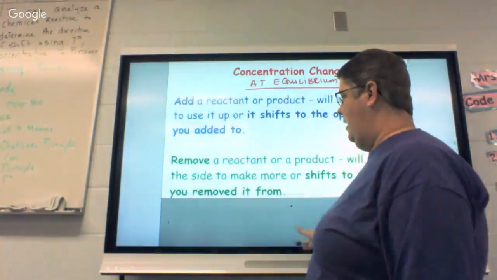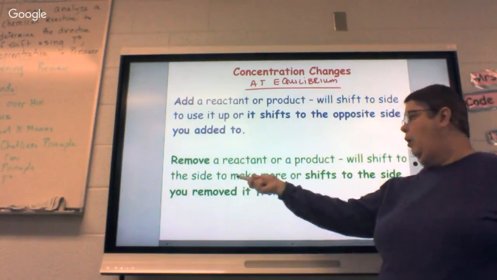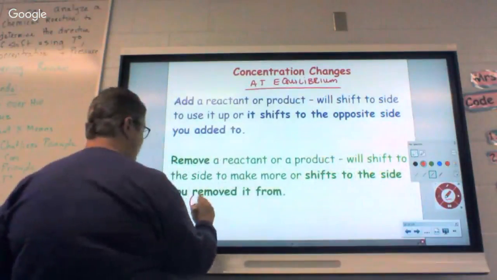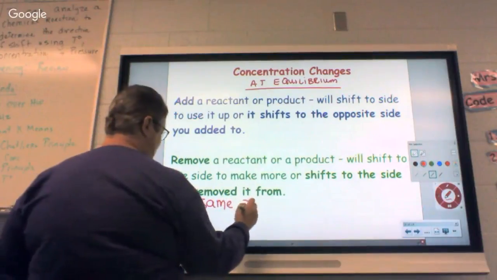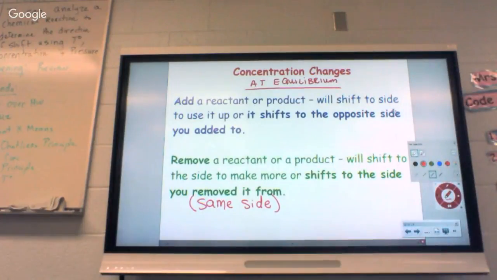Okay? Now, the second rule. We don't have to add. We could also do what? We can remove. If we remove a reactant or product, you've got to build more up. You've got to make up for what you took out. So anytime you remove a reactant or product, you have to shift to make more. So it shifts to the side you removed it from. That is another way of saying you shift to the same side. Okay? You shift to the same side.